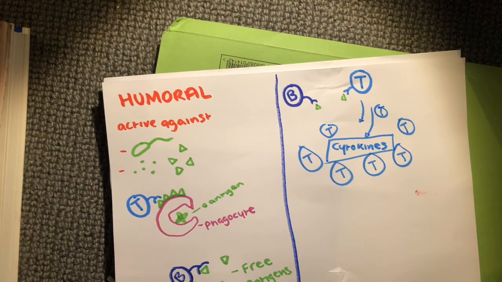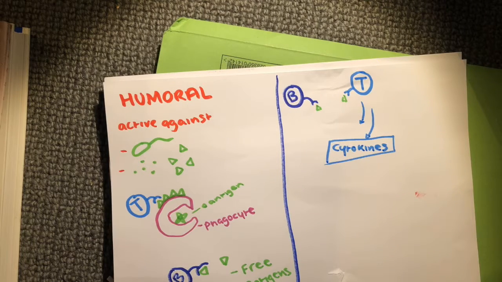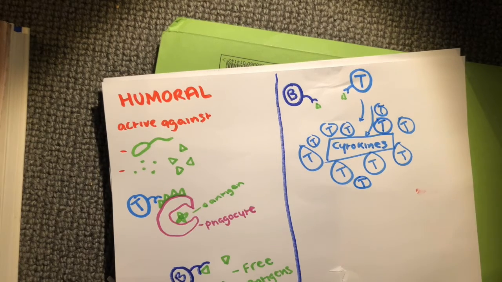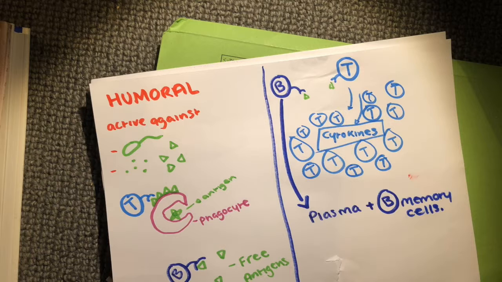When the selected B and T cell locate each other, the B cell presents its antigens to previously selected T helper cells. The T helper cell then releases cytokines, causing the proliferation and differentiation of T helper cells into active T helper cells, including memory T cells. The B cells produce plasma cells and memory B cells.